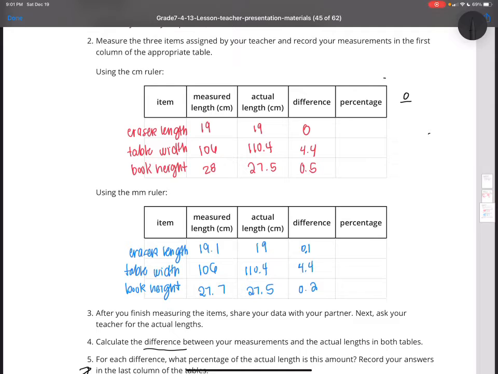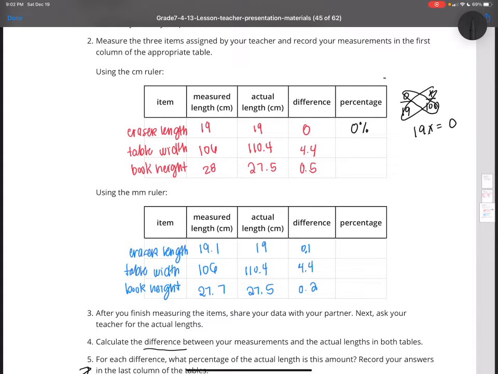Of course, in this case, we're looking at the eraser length. Notice that we measured 19 centimeters. The actual is 19 centimeters. So there was no mistake. If there was no mistake, we could assume that the percent error, or the measurement error, is 0%. Now, if you wanted to calculate it, 0 over 19 equals x over 100. If I cross multiply, I get 19 times x is equal to 0. What times 19 would give you 0? And of course, that would be 0%.